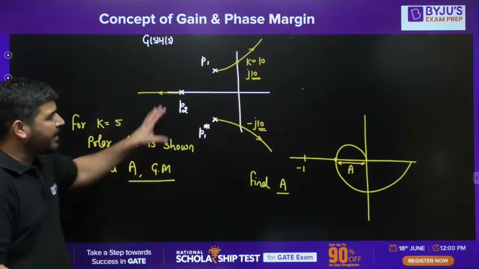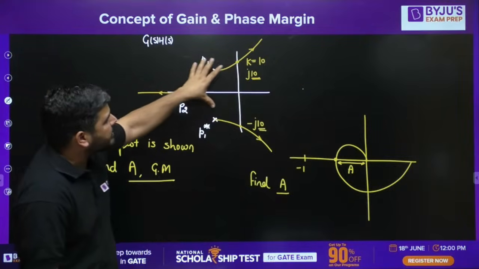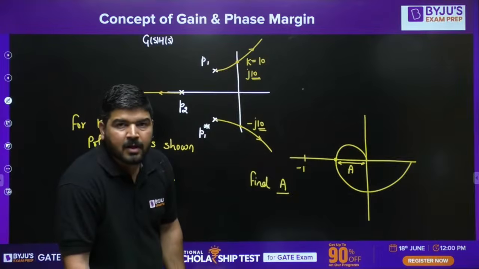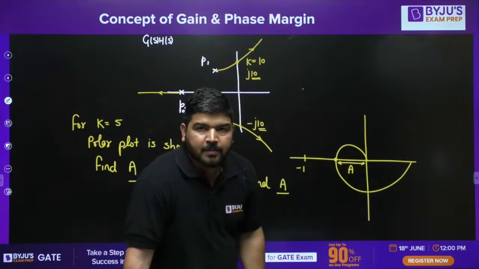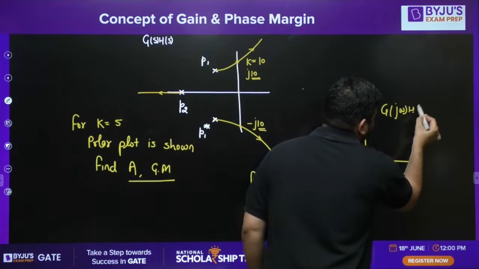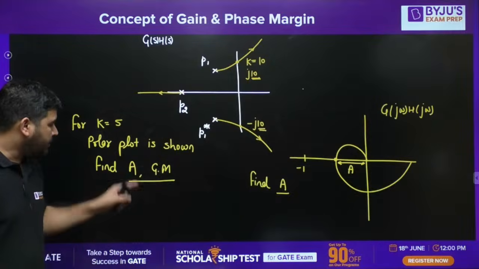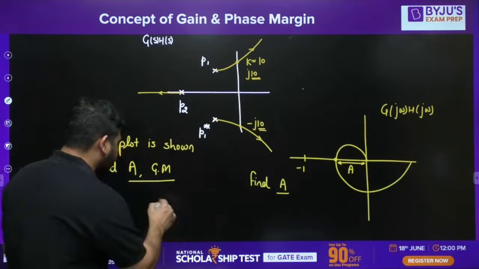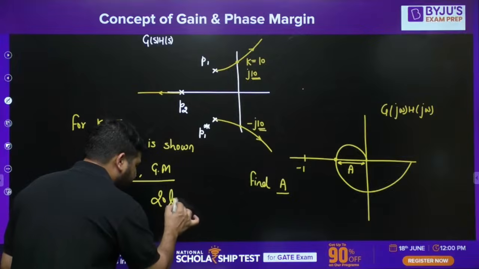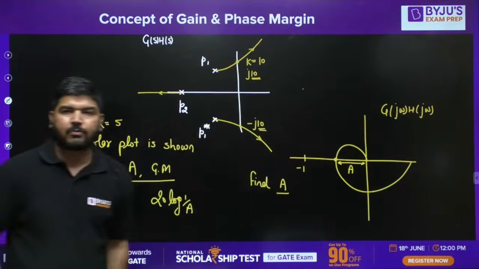So I have designed a brand new question for you. A root locus is provided to you for some G(s), just root locus is given like this. And the polar plot is given like this, for G(s)H(s), G(jω)H(jω). So we need to calculate this A value, and we need to calculate the gain margin. So gain margin is 20 log 1 by A, obviously. This is my gain margin. It means we need to calculate the A value for that.